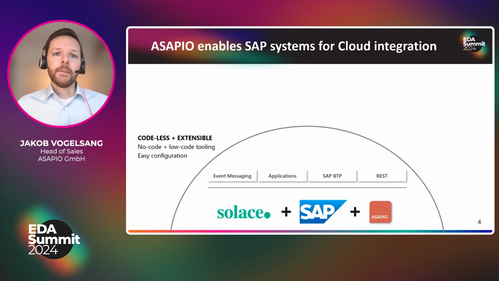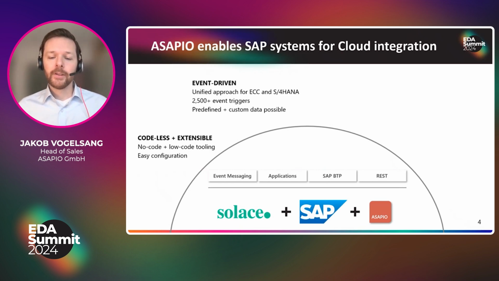Next, ASAPIO is also delivering predefined content for events. So you may not even need to model the events in a codeless fashion yourself, but you may also now use our predefined content for the typical standard events that you would expect in your SAP system, so that you can basically reuse predefined event definitions and predefined event content, both for SAP ECC and also for SAP S/4HANA.